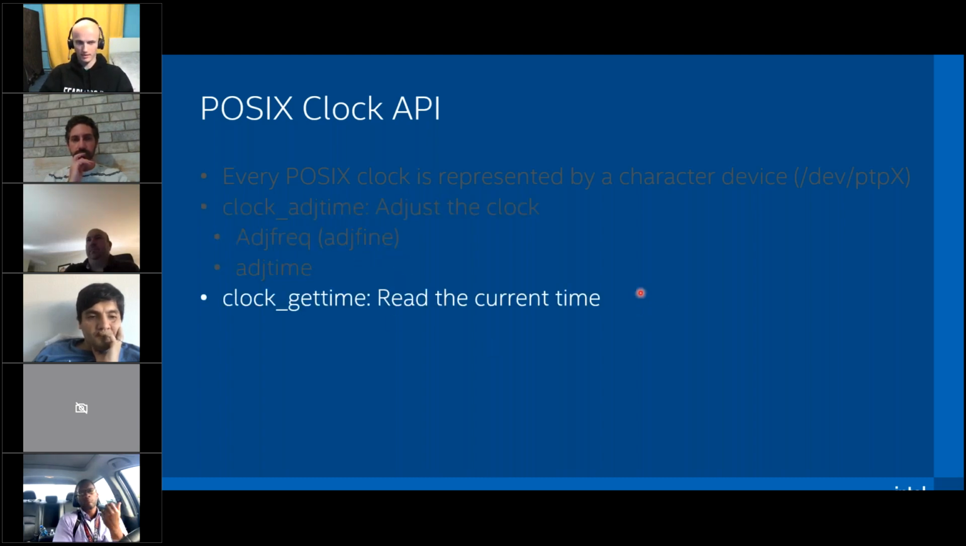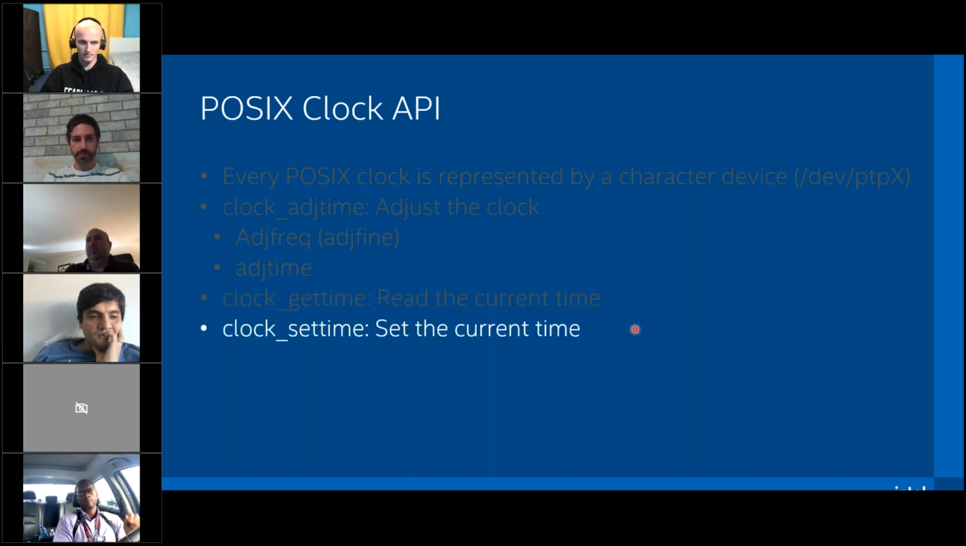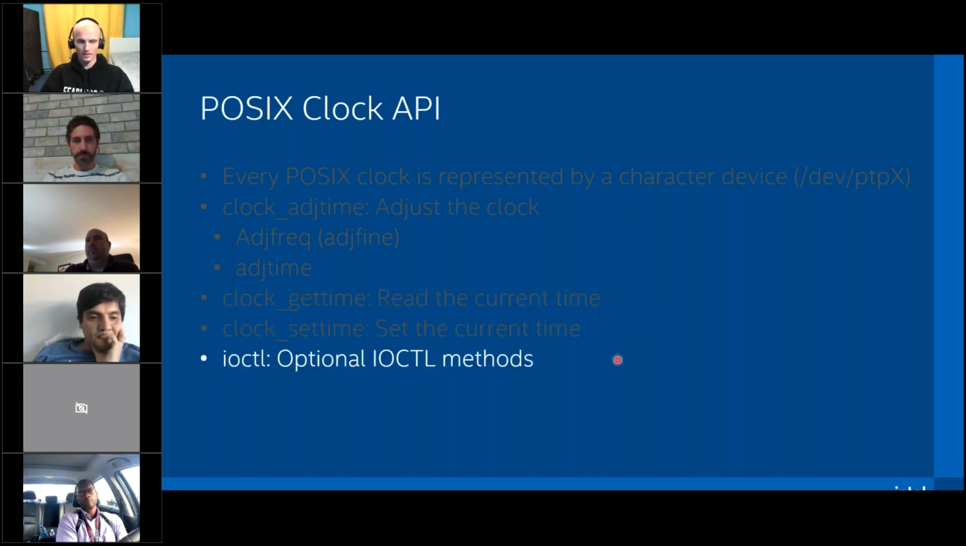And obviously there is a function to read the time, which is clock get time, and to set the time. And there is a bunch of optional ioctl methods that this clock supports, which I'm not discussing, but there is a link to the documentation on the previous slides.